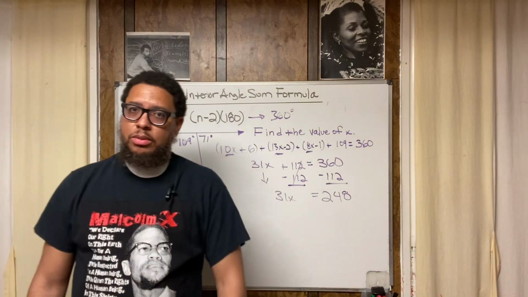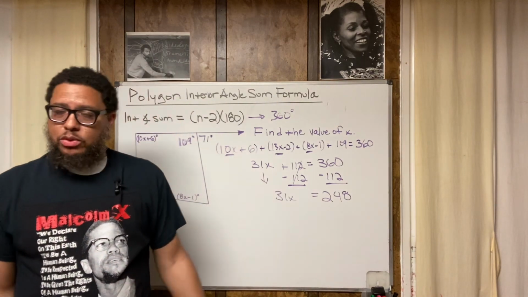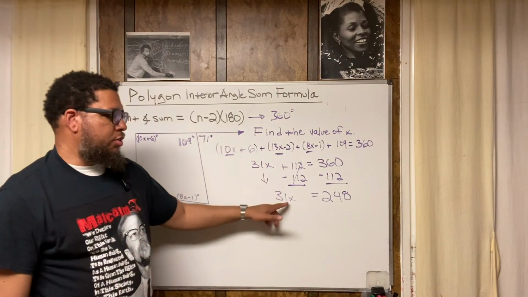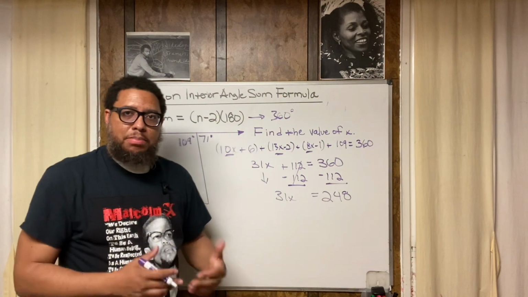So that 31 got to go. We got to get rid of that 31. How? We're not going to subtract. We're not going to add. We're not going to multiply. Why? Because 31x, the 31 is being multiplied by the x.